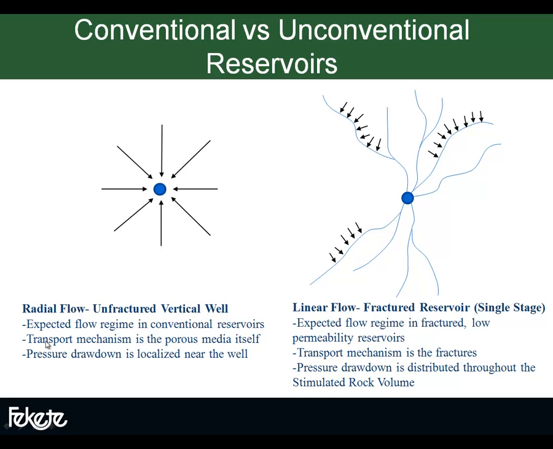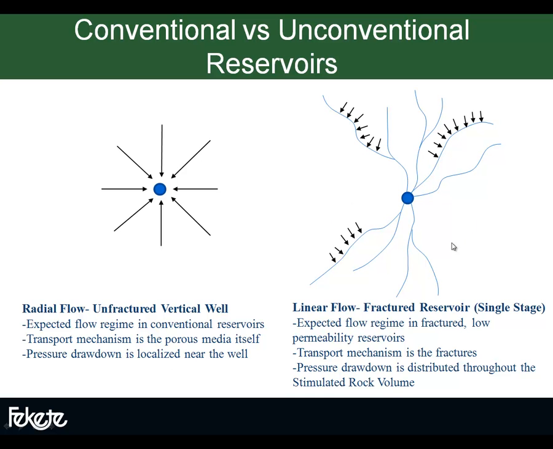The key thing here is that the transport mechanism is the porous media itself. In other words, all of that fluid is flowing through the permeable reservoir towards the sink or well located in that drainage area. And the pressure drawdown is localized near the well.